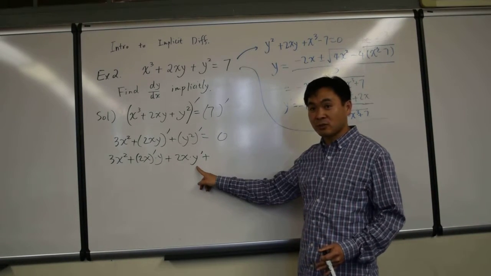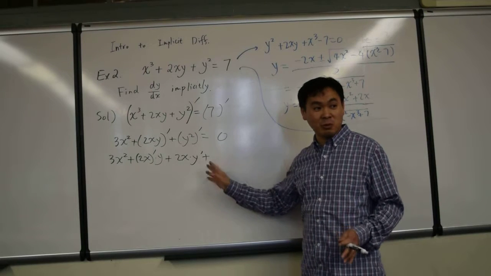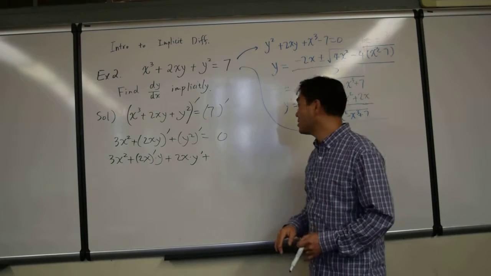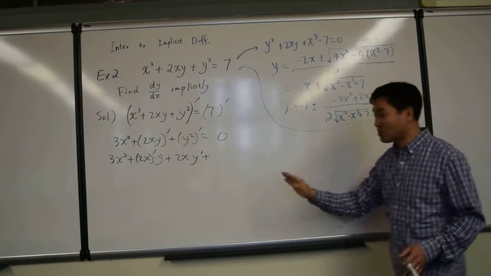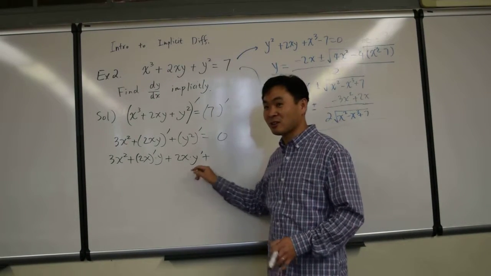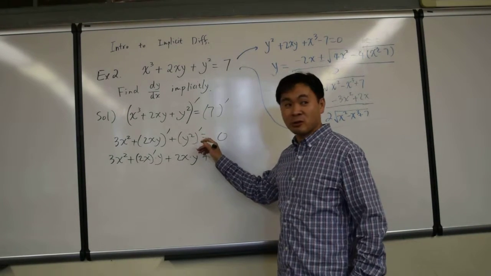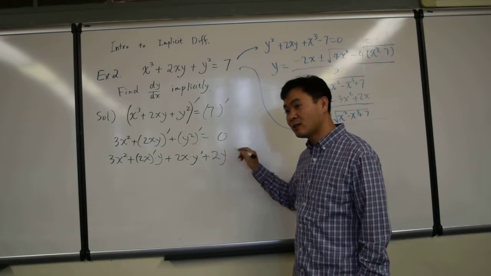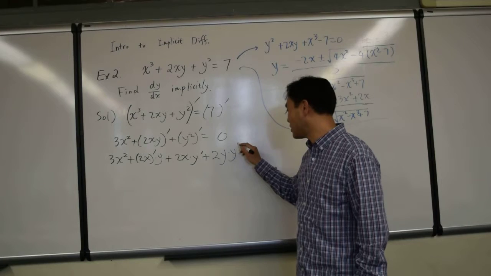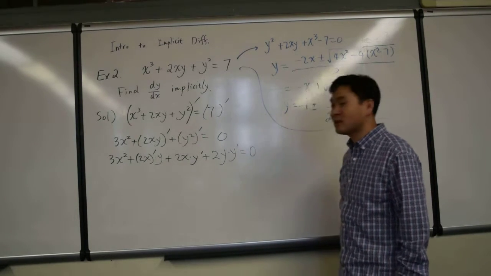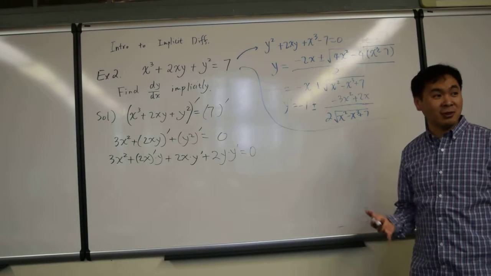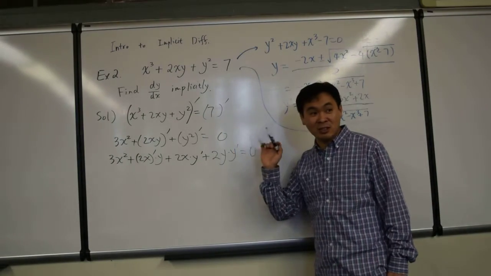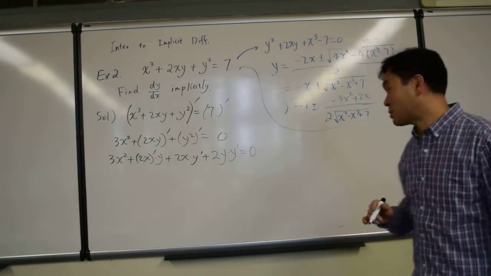y is a function of x, so we can't say y prime is 1. y prime is y prime. y prime is really this ugly thing, but we're going to keep it secret. All right. y squared differentiates to what? 2y times y prime. You need that. Again, that's because y is a function of x, and this prime is d/dx. You're differentiating by x.